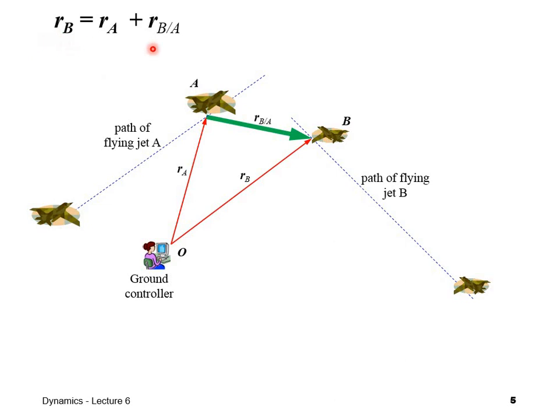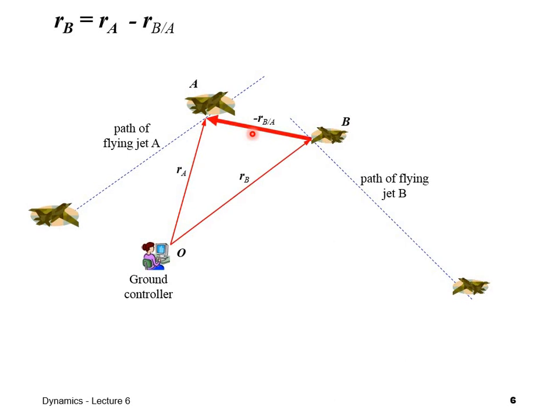From the equation just now, RB equals RA plus RBA. When you look at this green arrow, nearly on the right hand side, this is the position vector of plane B relative to plane A. But when I change it to the left hand side, see what happened. It's actually the negative position of B relative to O.